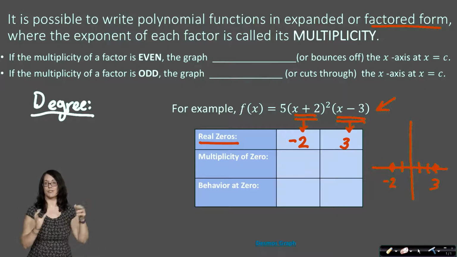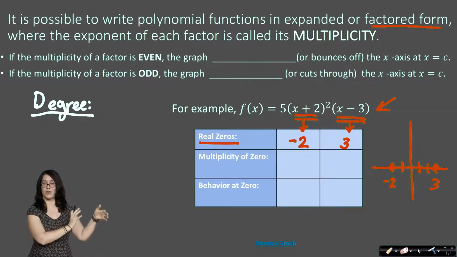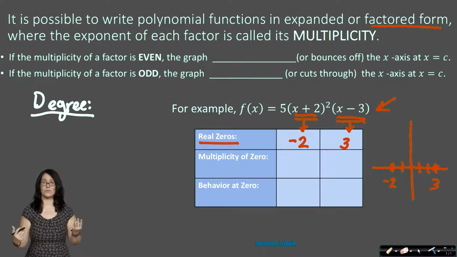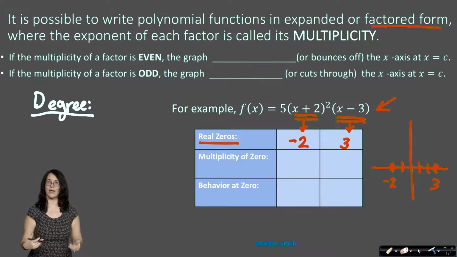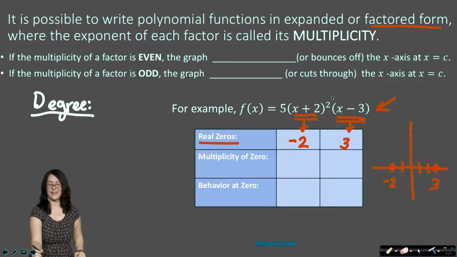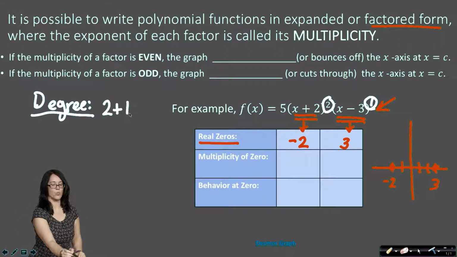And when you do x plus 2 times x plus 2, what's the highest power you end up with when you multiply x times x? x squared. And then if you end up multiplying by another x in the factor x minus 3, you end up with x cubed. In other words, the highest power for x will end up being 3. A shortcut, here you go. Add up the degrees of each factor. Add up the exponents of each factor. So in this case, 2 plus 1, or 3, is my degree.